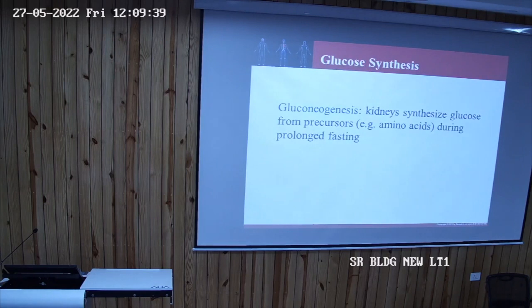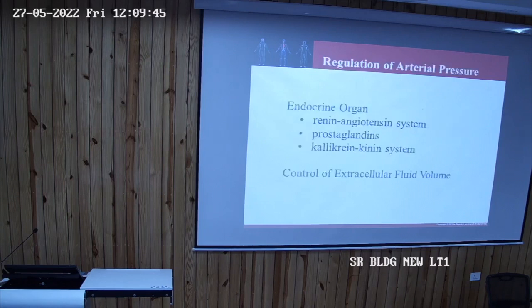Gluconeogenesis: they synthesize glucose from amino acids during prolonged fasting. Regulation of arterial pressure, endocrine organs, renin-angiotensin system. Renin is released from the juxtaglomerular apparatus. Okay, it is responsible for the correction of blood pressure, but it is a short-term regulatory mechanism.